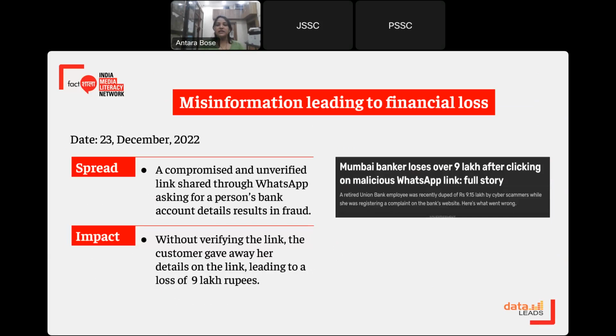You have false links, you have scams, you have other kinds of things happening as a part of cyber fraud. But again, it starts with misinformation only. Many people, without verifying the link, open the link and then lakhs of rupees get siphoned away.